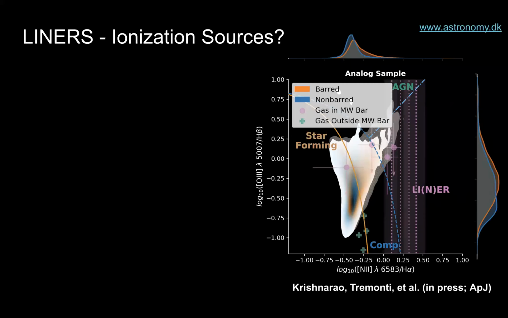So what are some possible ionization sources? If we go back to this BPT diagram, it was originally a diagnostic made to understand what the dominant source of ionization was, whether that's from actively forming stars, AGN, or some mixture of the two in this composite classification. And then LINER is the mysterious category here, because it's not actually a source of ionization, it's just a descriptive name for what is seen.